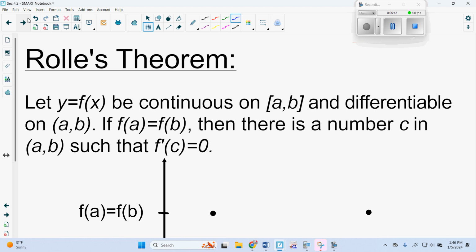I'll come back to that analogy. Now, before we get started in the mean value theorem, let's look at a more simple, specialized case that's called Rolle's theorem. And here's what Rolle's theorem says.